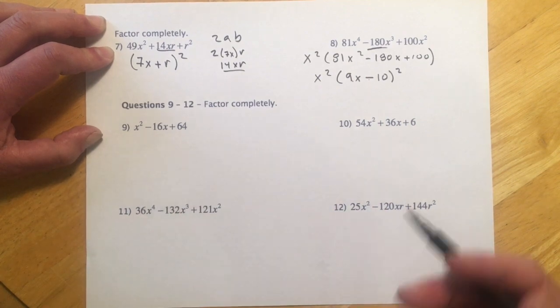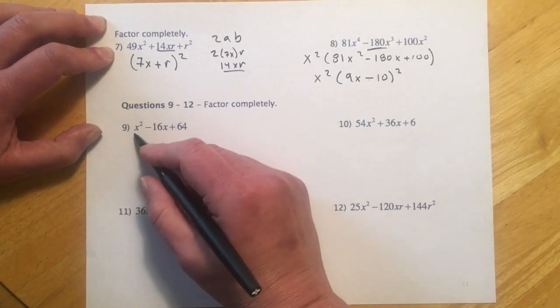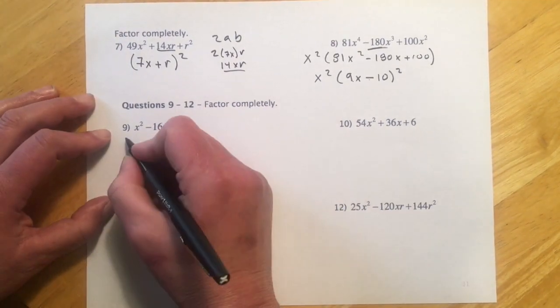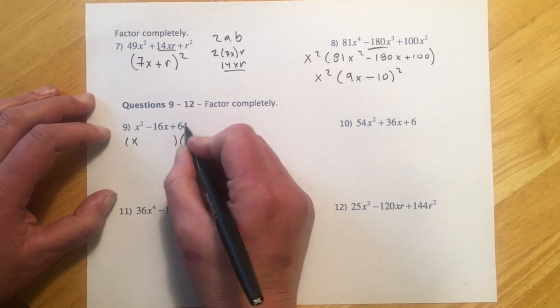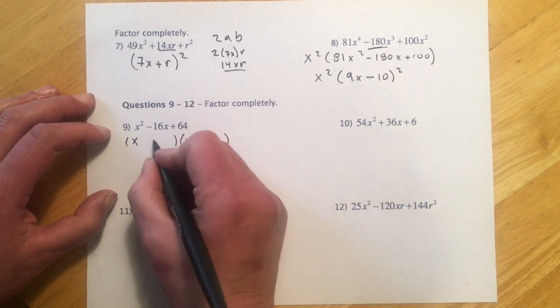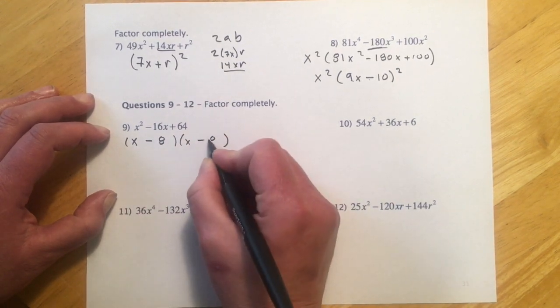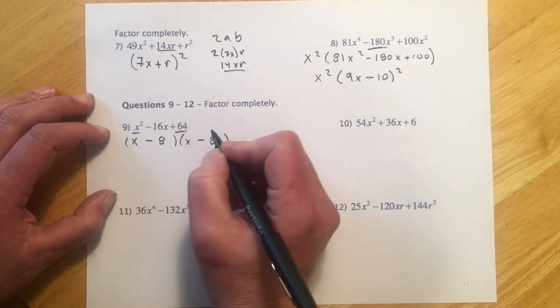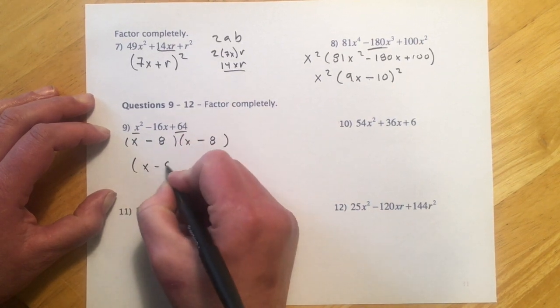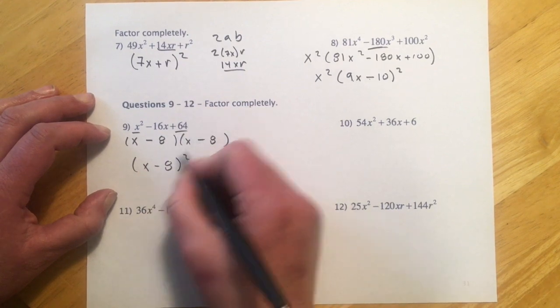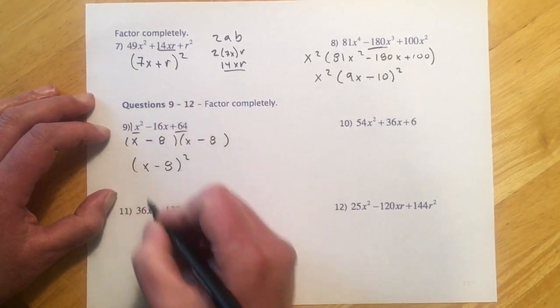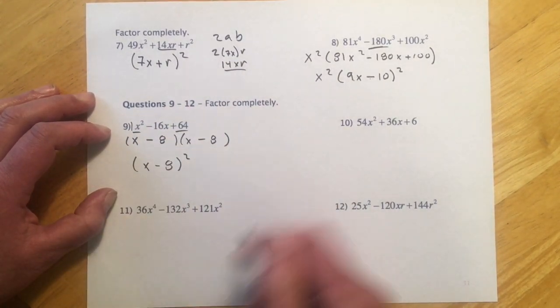These next 4 would be the ones I'd have you try in class. This one you could think of as the easy version where you just set up the x's and find what multiplies to be 64 and adds to be negative 16, so negative 8, negative 8. Or if you saw the squares on the ends, you could think of it as (x minus 8) quantity squared, with 2 times 8 making the 16 in the middle. These are the same thing, so when the leading coefficient is a 1, you can think of it either way.